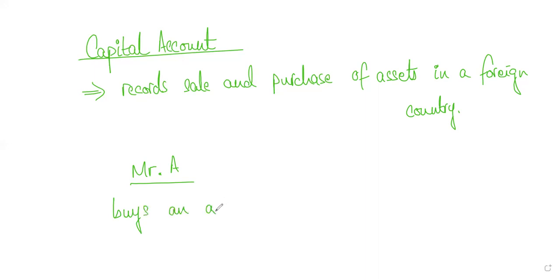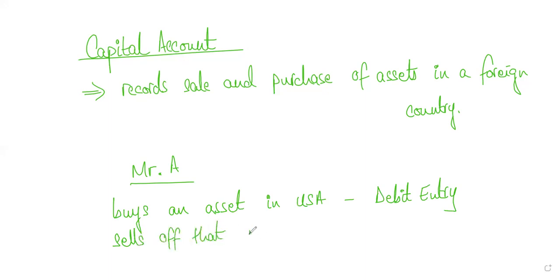Buys an asset in USA, that will be a debit entry. And when you sell it later on, let's say when in future this person sells off that asset, that will be a credit entry. Easy? Is this simple? Any confusion so far? Anything that's not clear?